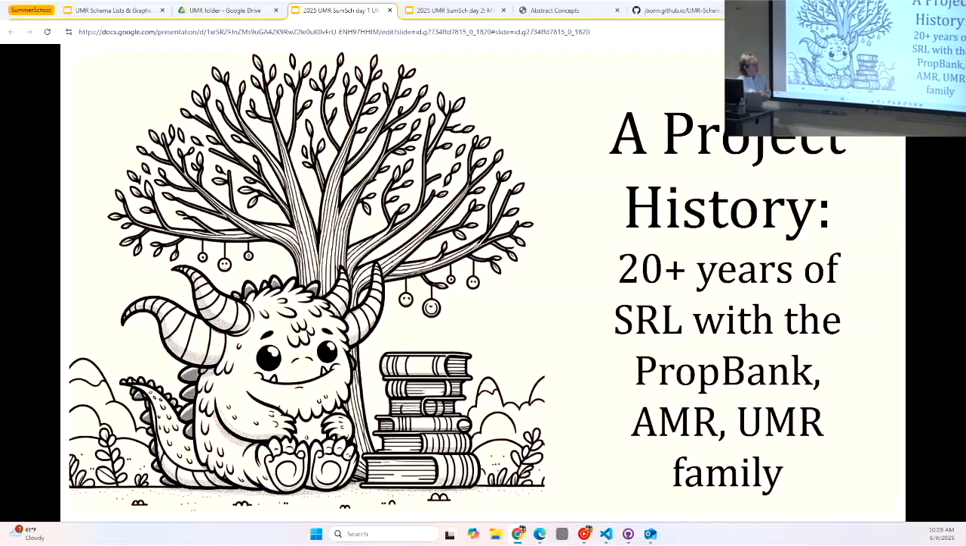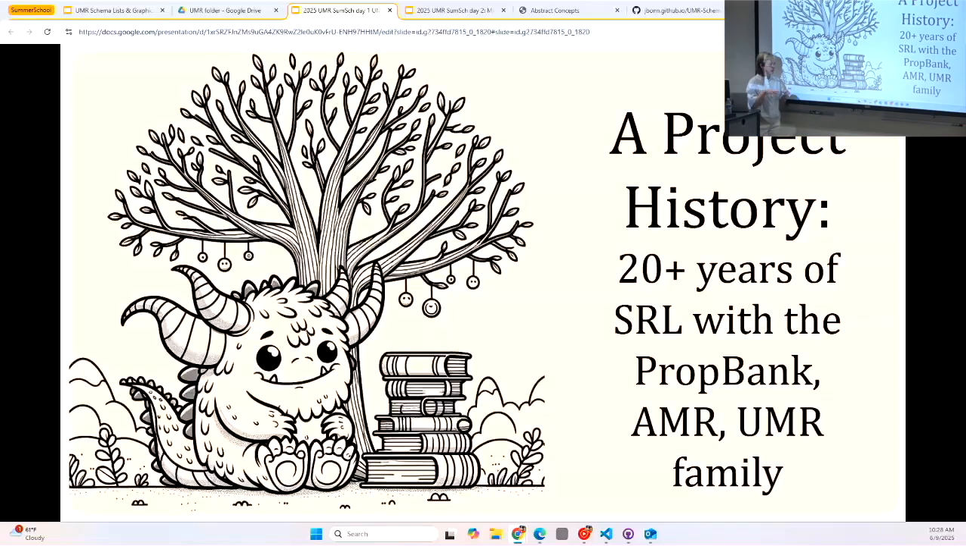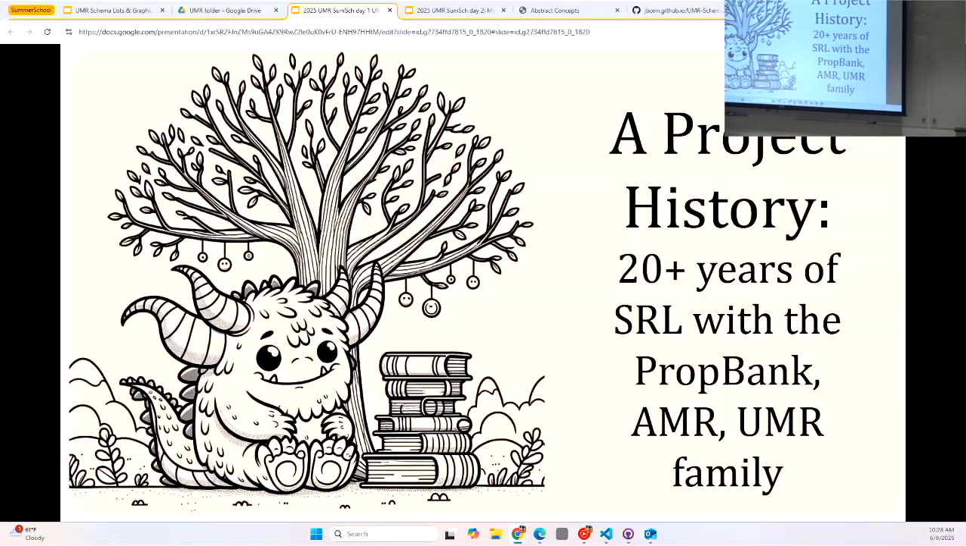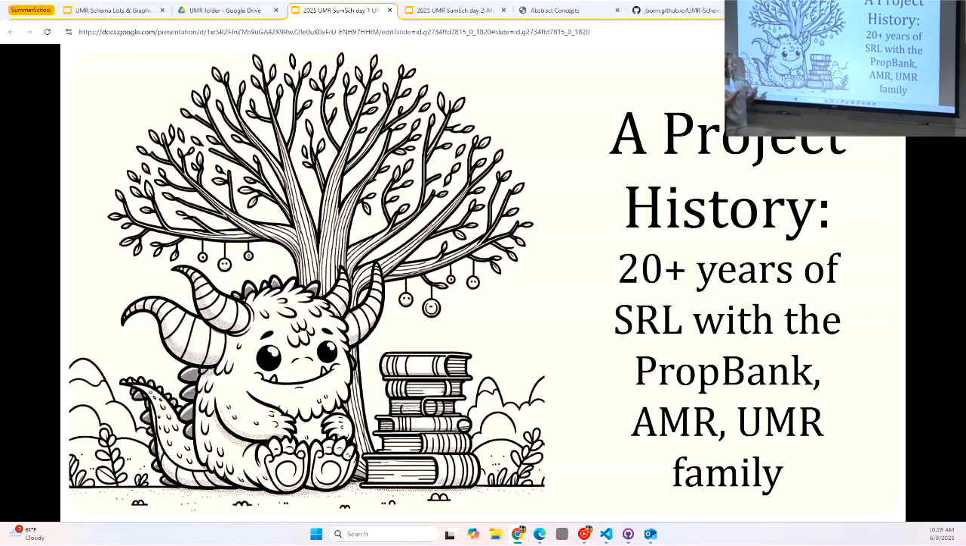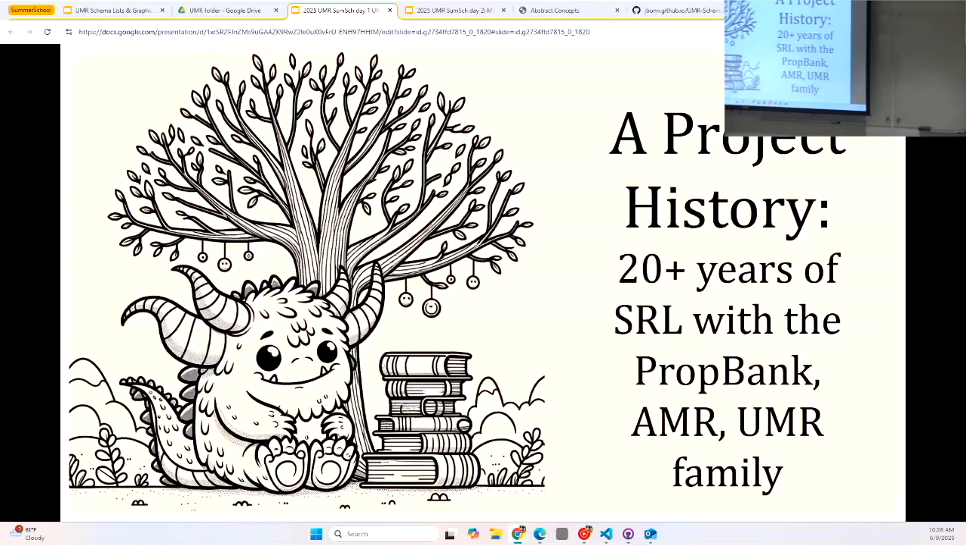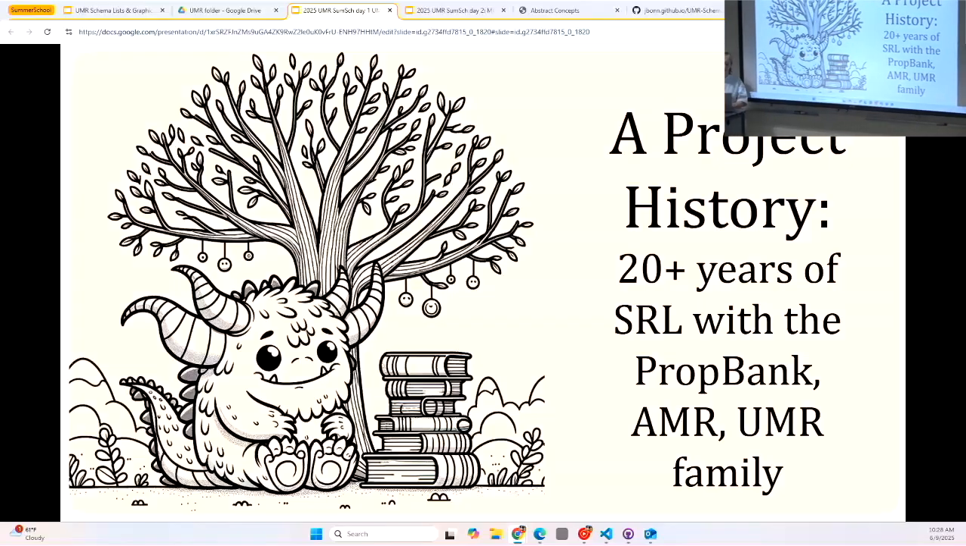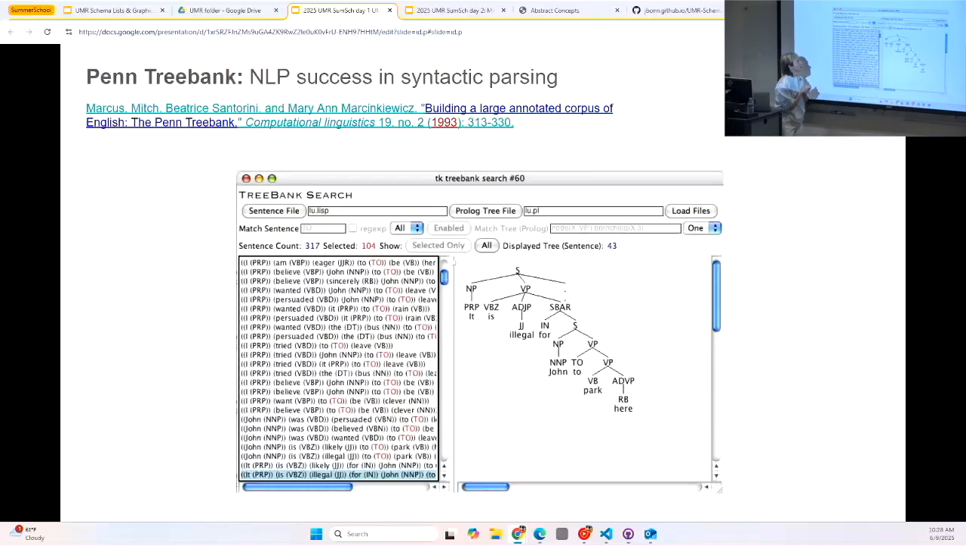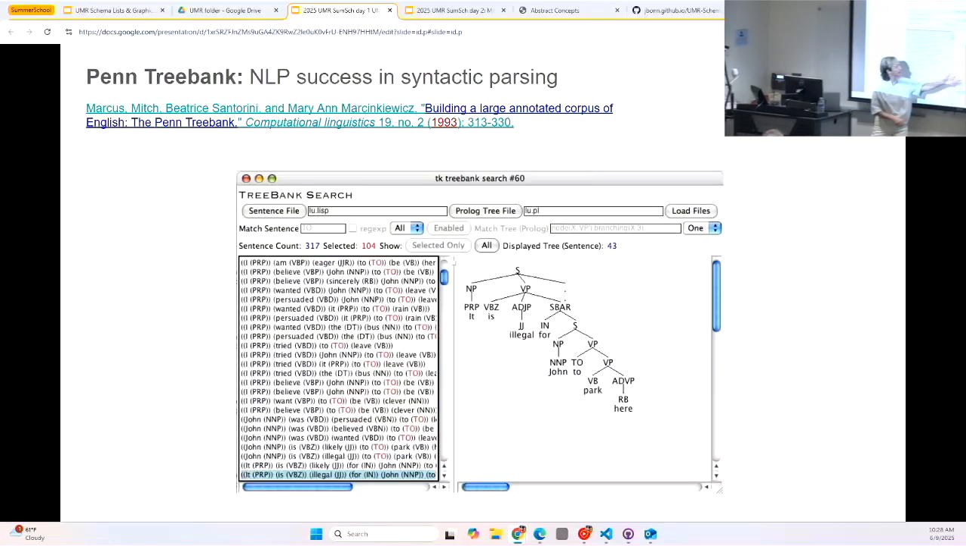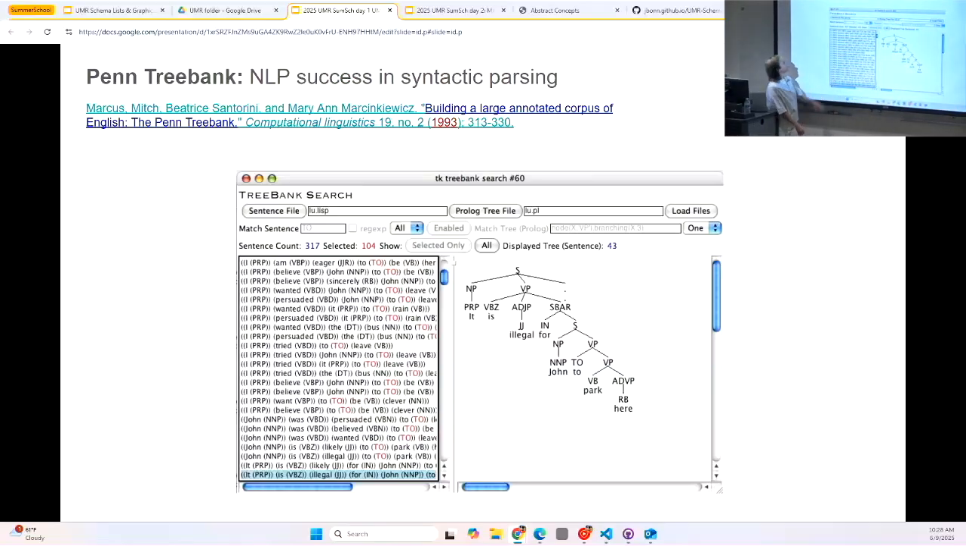Okay, so now I'm going to narrow in on just this family of symbolic representations. I'm going to start with one slide on tree bank, prop bank, AMR, and then UMR, because they all just kind of fed into each other. So in the mid-90s, we finally got good at syntactic parsing. So the Penn tree bank was very significant. It would generate these lovely syntax trees. It looked like this.